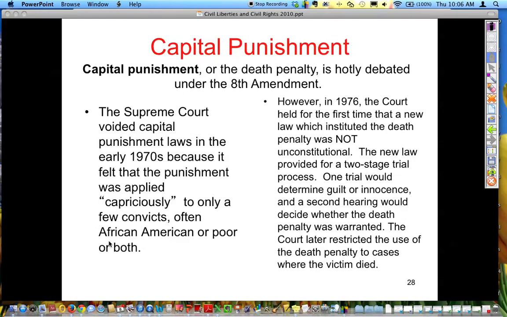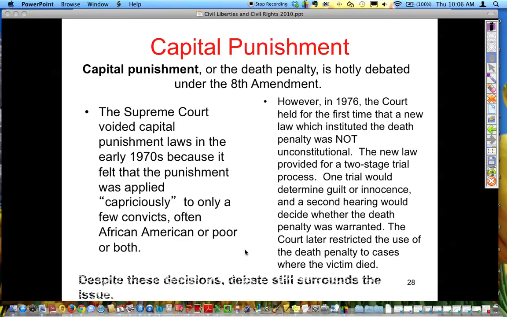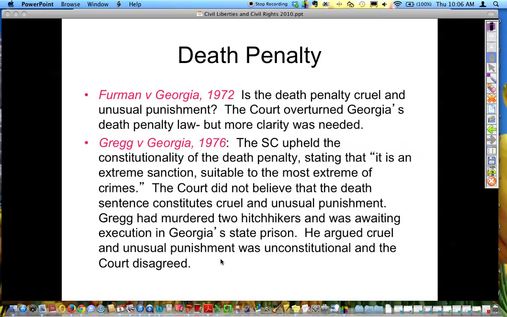And so they thought we need to put a moratorium on the death penalty and outlaw that for a while in the 70s. But in 1976, the court held for the first time that a new law which instituted the death penalty was not unconstitutional. The new law provided for a two-stage trial process, and so the death penalty was reinstituted. But there is still a lot of debate around this issue.